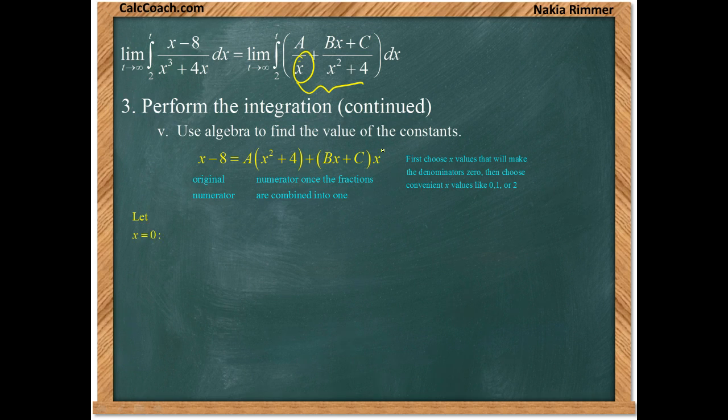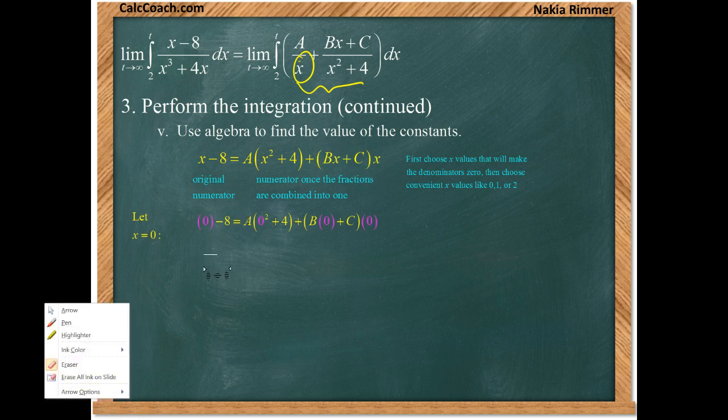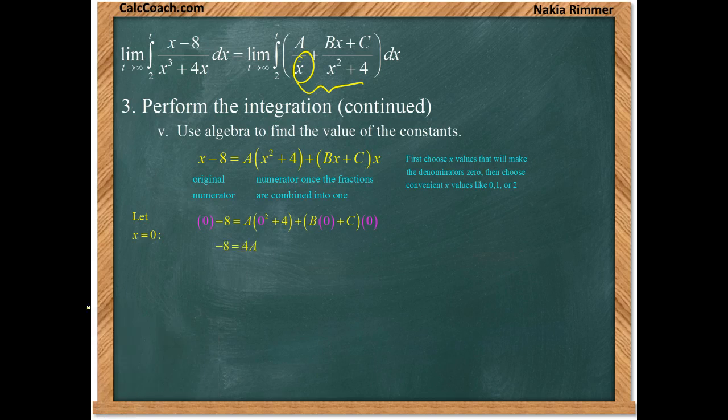When x is 0, then the entire term (bx plus c) times x will be zeroed out. You don't have to worry about it at all. And so we're left with 0 minus 8 on the left-hand side and 4a on the right-hand side. So negative 8 is 4a, telling us exactly that a is negative 2. Great. So we're able to get that directly. Now what we should do is choose other values of x that are convenient to plug in, like x equals 1.